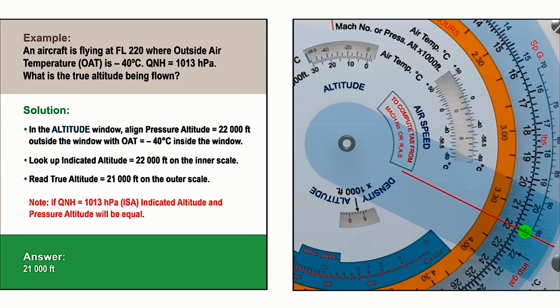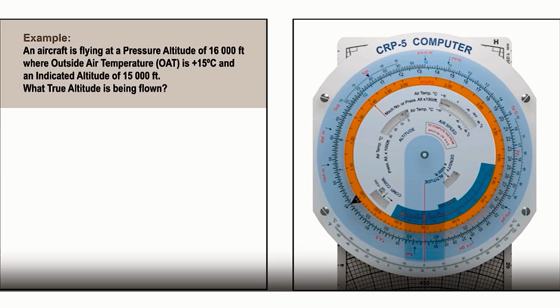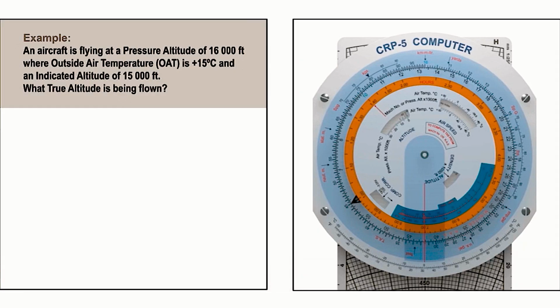Note that when the QNH is the same as the standard pressure setting of 1013 hectopascals, the indicated altitude and the pressure altitude will be equal. An aircraft is flying at a pressure altitude of 16,000 feet, where the outside air temperature is plus 15 degrees centigrade, and an indicated altitude of 15,000 feet. What true altitude is being flown?